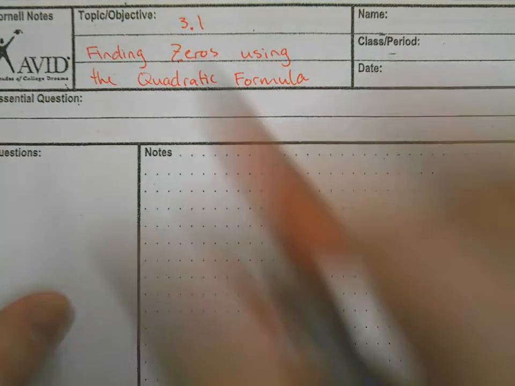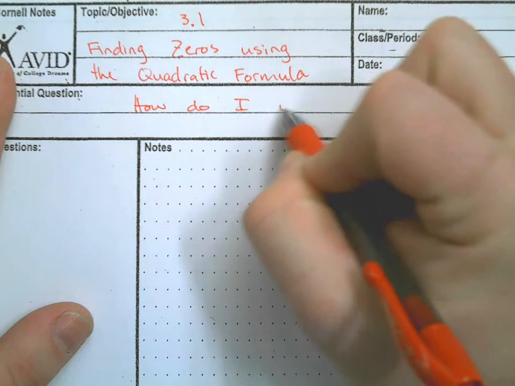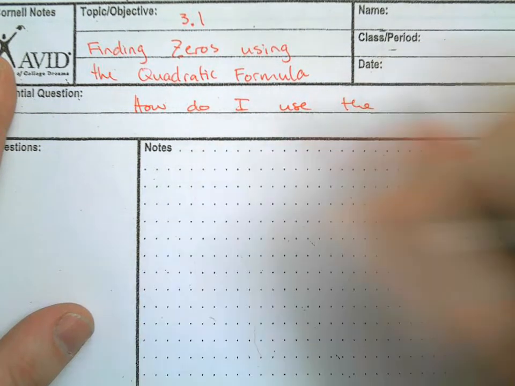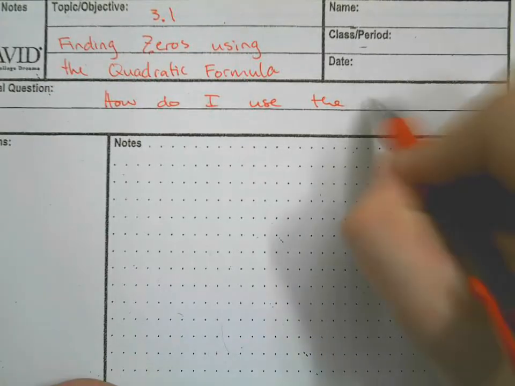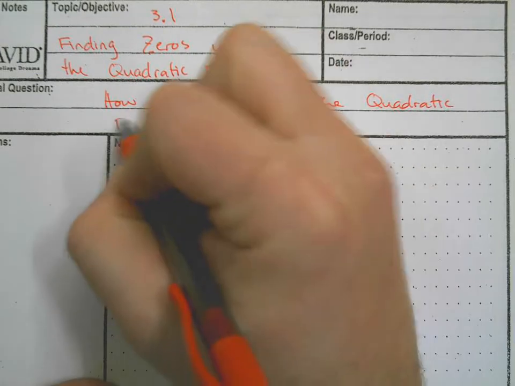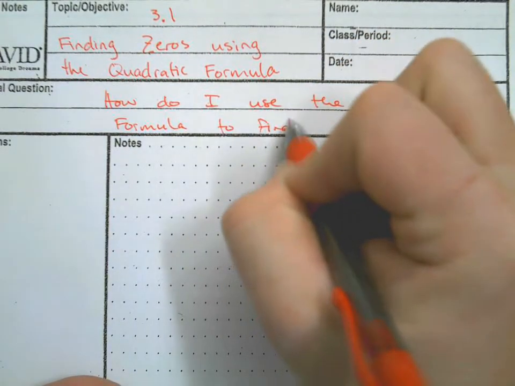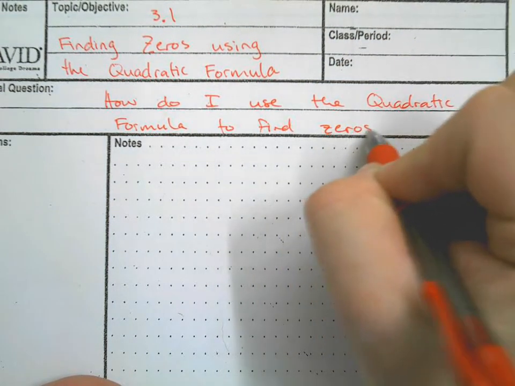And our essential question will be, how do I use the quadratic formula to find zeros?